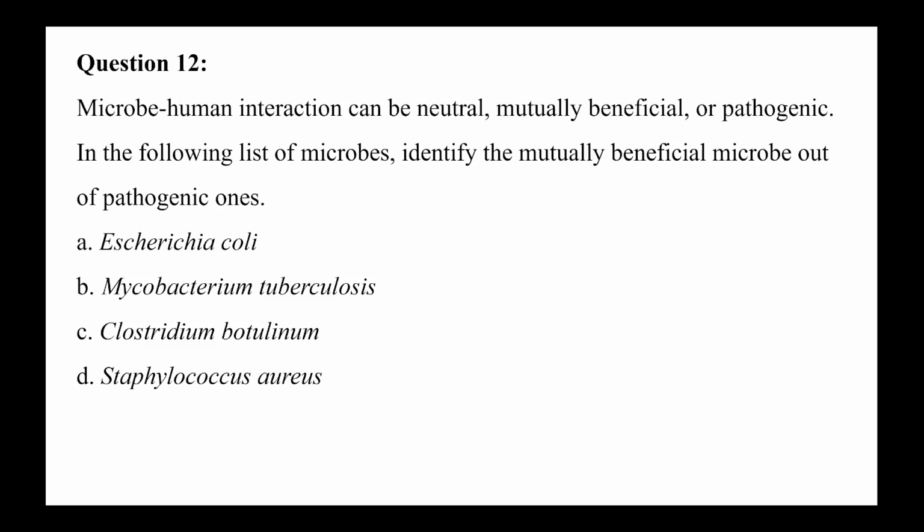Out of these four, three are pathogenic and only one is mutually beneficial. Option A, Escherichia coli; option B, Mycobacterium tuberculosis; option C, Clostridium botulinum; and option D, Staphylococcus aureus. Which one of the following is mutually beneficial?